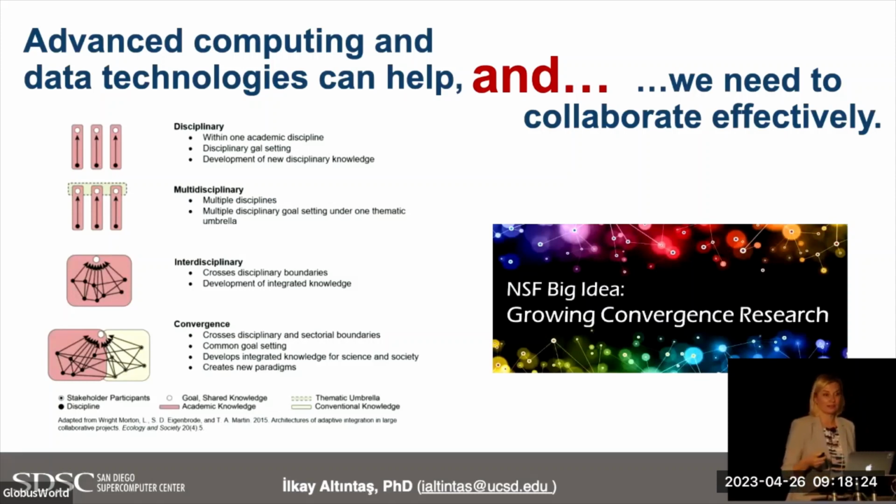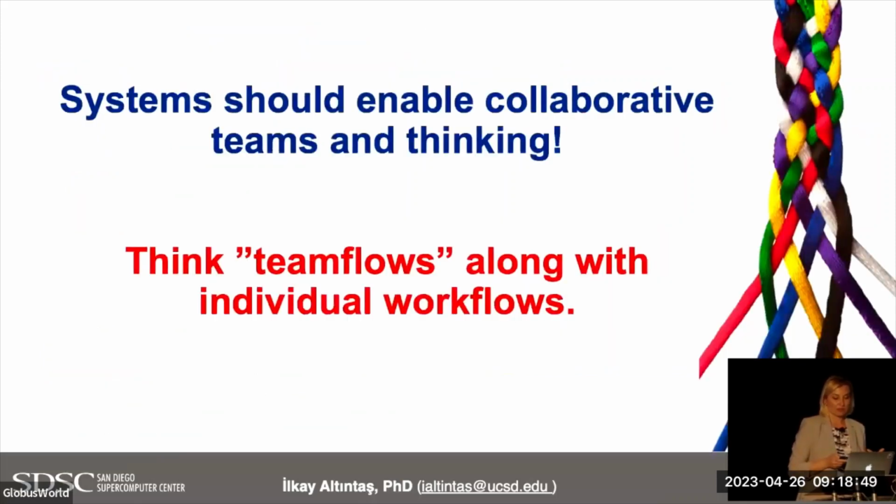Actually, one of the big ideas that NSF put together is growing convergence research. And the idea there is to create use-inspired solutions so that we can use computing technology, AI, whatever we'd like to integrate into the solution, to solve societal scale challenges collectively. But are we building systems that enable that collaborative thinking, or is a part of our group saying, okay, now we understand how this needs to be solved, let me take it and solve it?